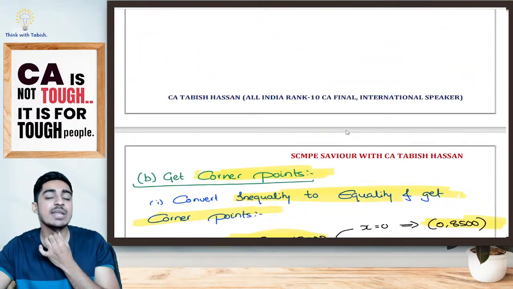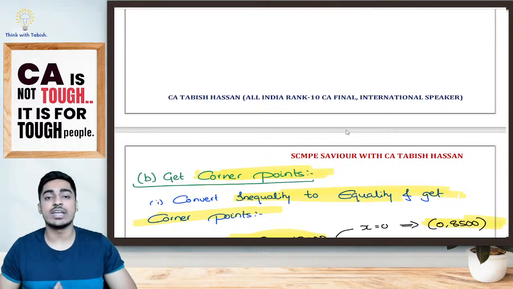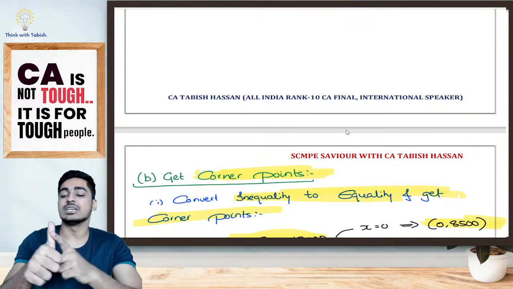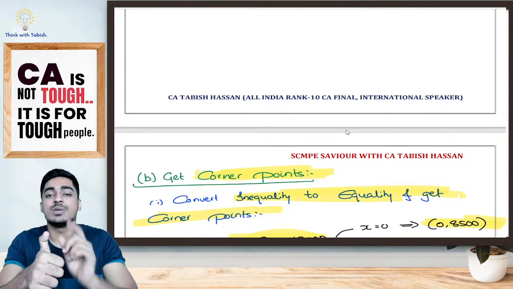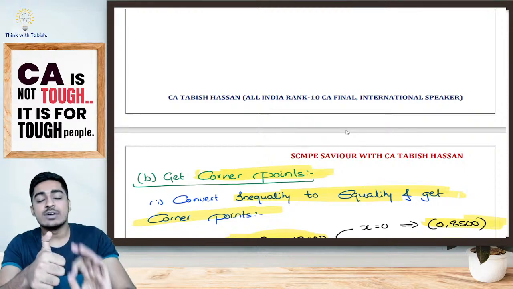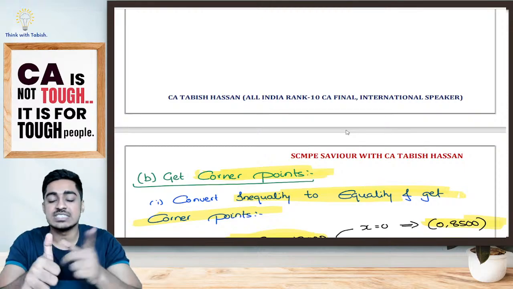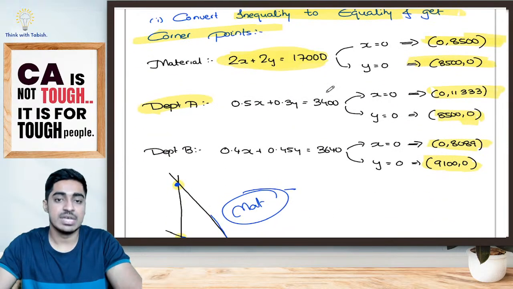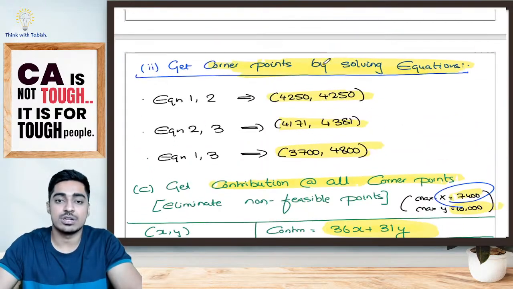Now, to solve LPP, we want the corner points. So how do we get corner points? We have two ways. First, convert inequality into equality. Put X equal to 0, get Y. Put Y equal to 0, get X. That is the first way through which we get the corner point.